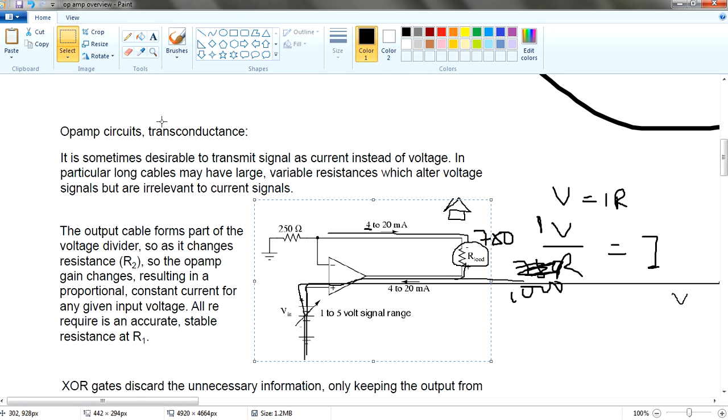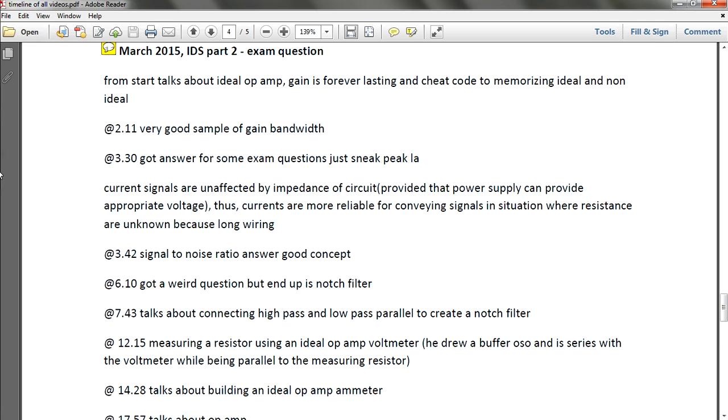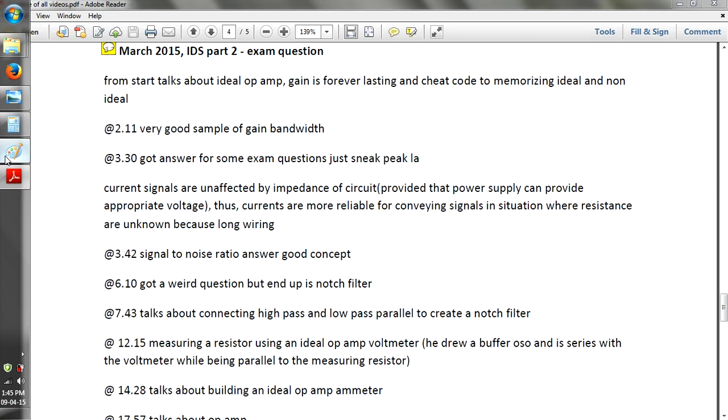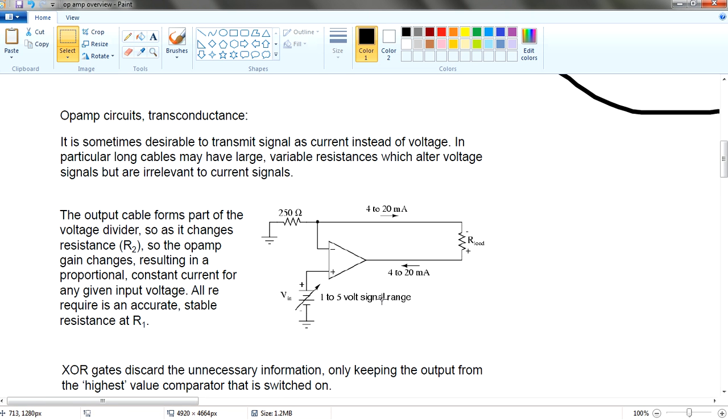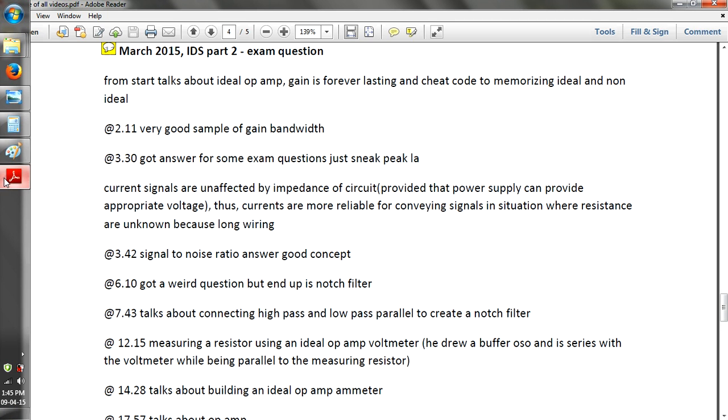how to connect a transconductance. So in this case you can just straight away remember this one: for a long piece of wire, you can straight away use this. In a more defined way, current signals are unaffected by the impedance of the circuit, provided that the power supply can provide the appropriate voltage. So the amount of voltage being applied over here is some range. Thus currents are more reliable for conveying signals in situations where resistance is unknown because of long wiring.